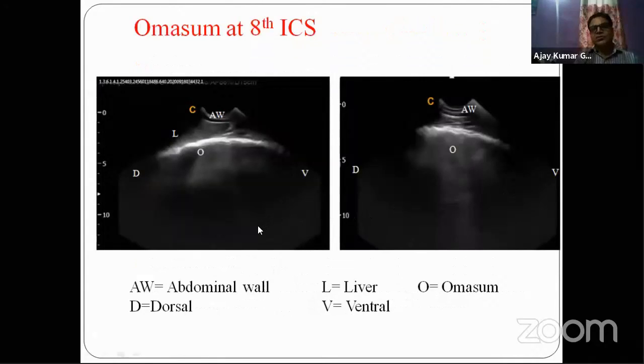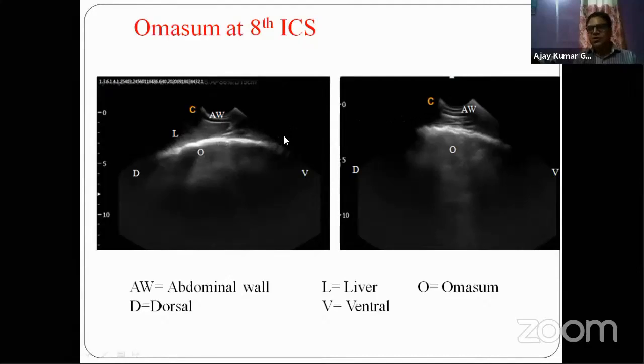These are the pictures showing the ultrasonogram of omasum. The pictures have been recorded at the 8th intercostal space. And here you can see the semicircular echogenic line, which is a thick echogenic line. This represents the near wall of the omasum. Beyond that, nothing is visible because of the presence of ingesta and gas. And there is a part of liver in between the abdominal wall and the omasum.